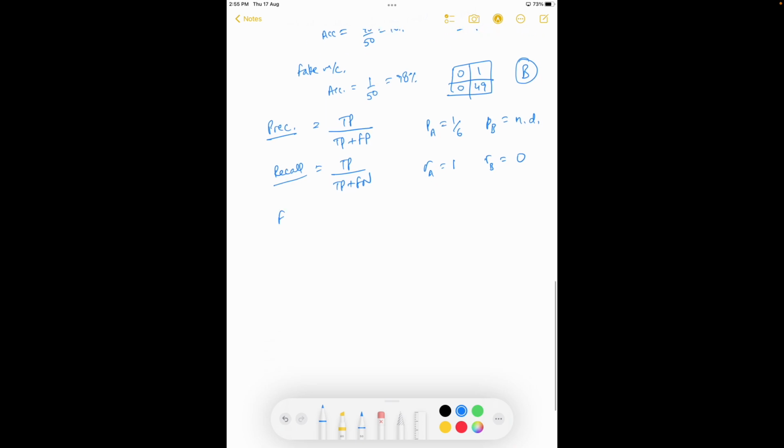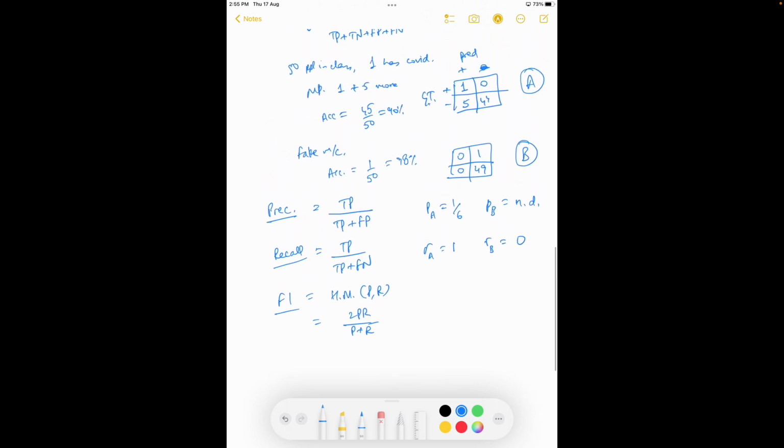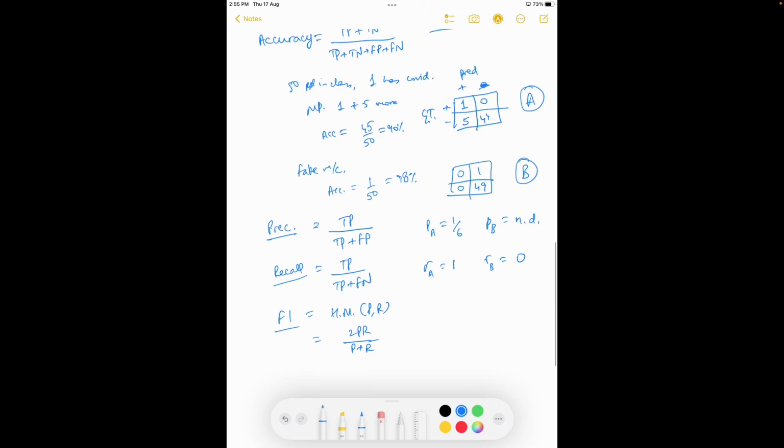So it's called the F1 measure or F measure. It is defined as the harmonic mean of precision and recall, which means 2PR upon P plus R. Right? That is the harmonic mean of precision and recall. Oh, sorry, 49. Yes, thank you.